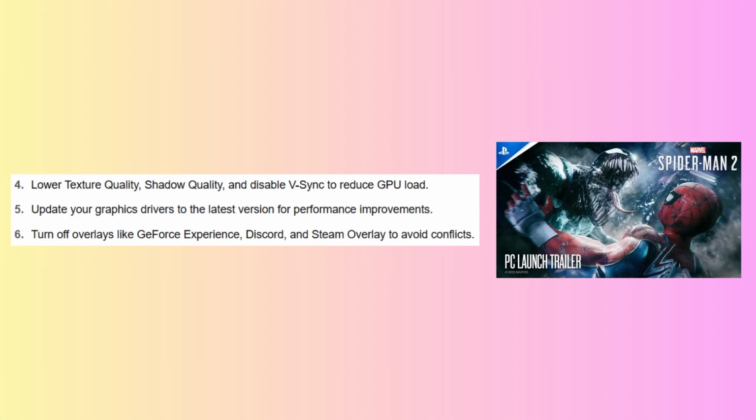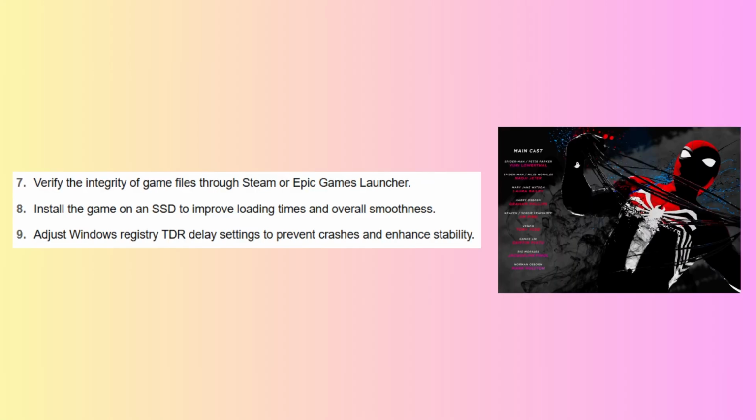Now turn off overlays like GeForce Experience, Discord, and Steam Overlay to avoid conflicts. Verify the integrity of game files through Steam or Epic Games Launcher. Next, install the game on an SSD to improve loading times and overall smoothness. Then adjust Windows Registry TDR delay settings to prevent crashes and enhance stability.